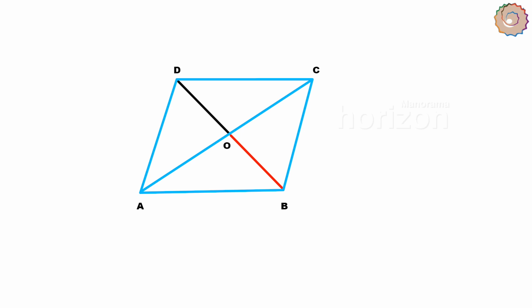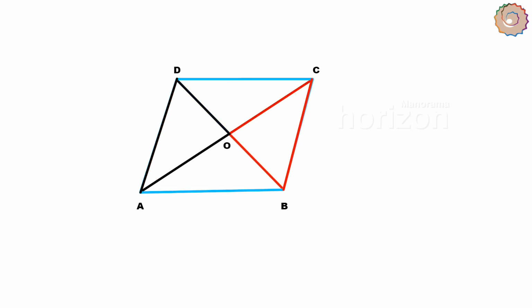Since opposite sides of a parallelogram are equal, we can write AD is parallel to BC with the transversal BD. Angle ODA is equal to angle OBC. What is the reason? They are alternate interior angles. Mark it as equation number 1. Next, AD is parallel to BC with the transversal AC. Angle OAD is equal to angle OCB. The reason: they are alternate interior angles. Mark it as equation number 2.